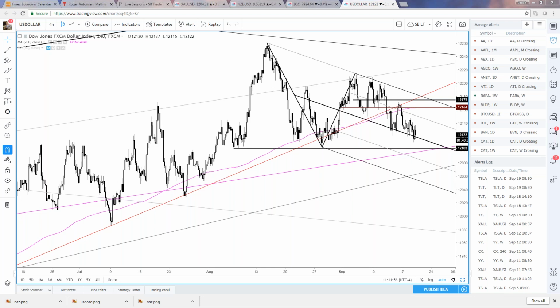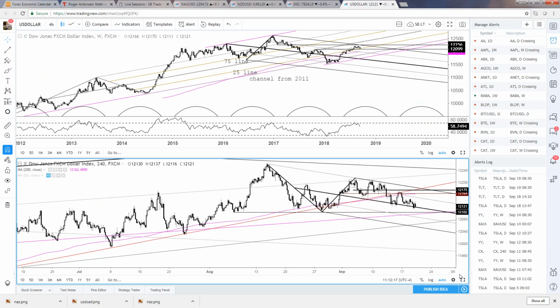All right, so dollar, I'm looking for a break. That's simple, okay? If we do bounce at all, then I would expect resistance essentially at this high from yesterday, which would be your 25 line right here, okay? All right, well, let's go to the euro.